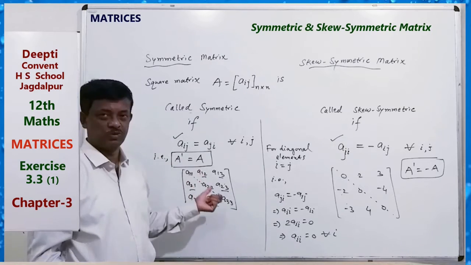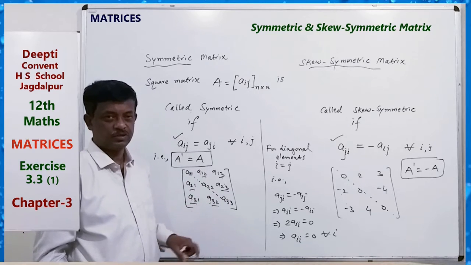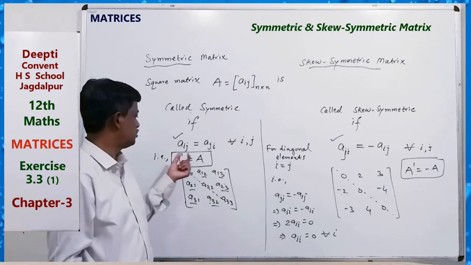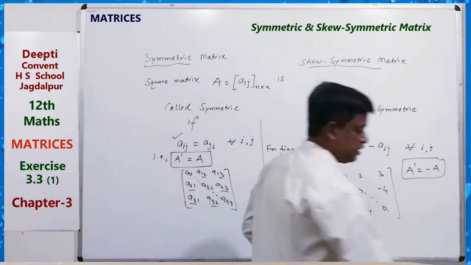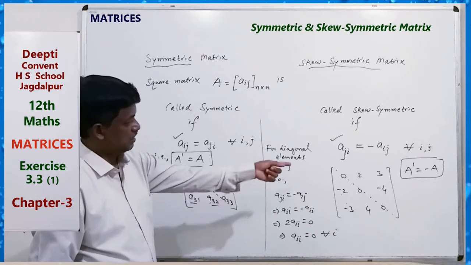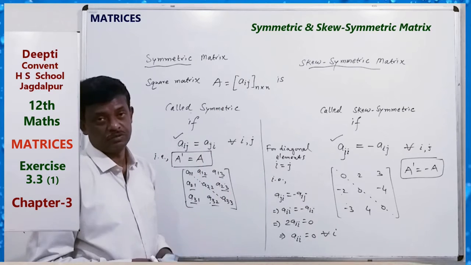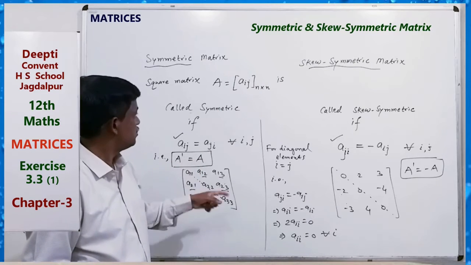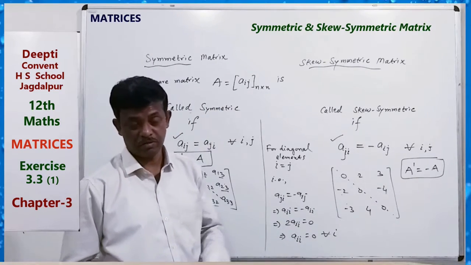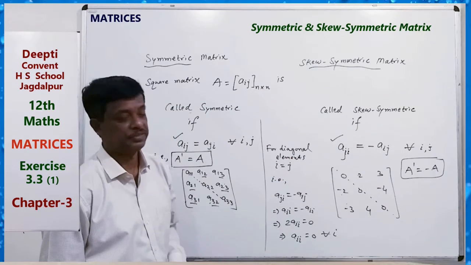We can take the transpose and we can see that both elements are the same. That's why we can get the same matrix. So A dash equals A. We can prove it by taking an example for any matrix. Here, for a square matrix, symmetric means A dash equals A, and skew symmetric means A dash equals minus A. You can take the minus sign outside. So A dash equals minus A.